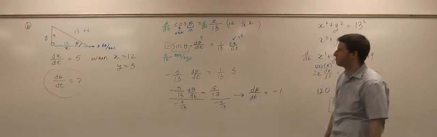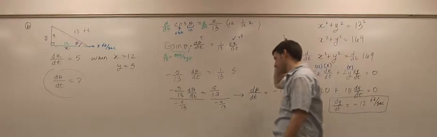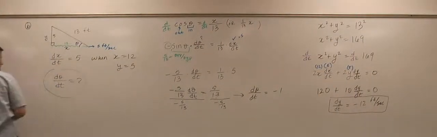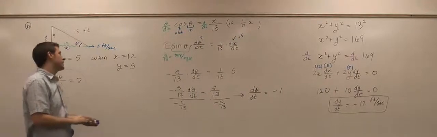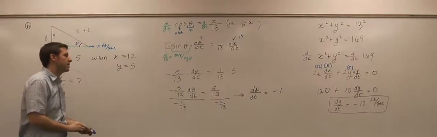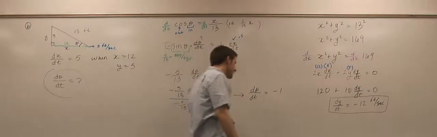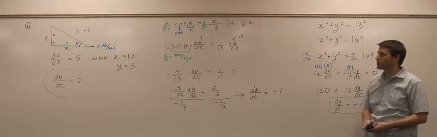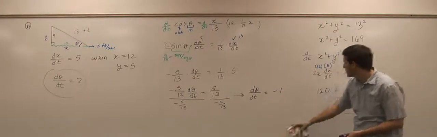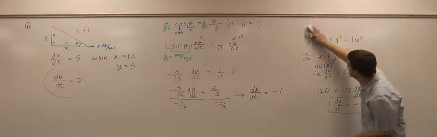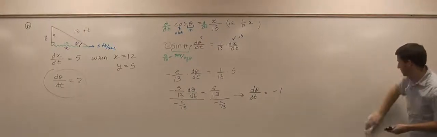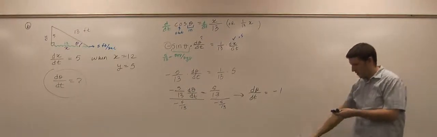What are the units there? Radians per second. You can do radians per second or feet per second. Radians is actually a measure of distance. You can actually convert radians to a measure of distance. Do you guys know how to convert radians to a measure of distance? Probably did at one point.